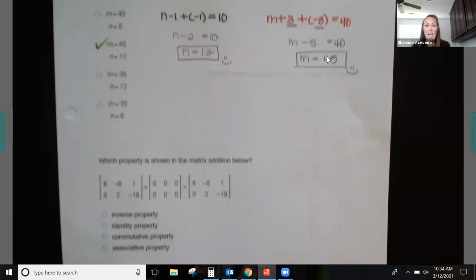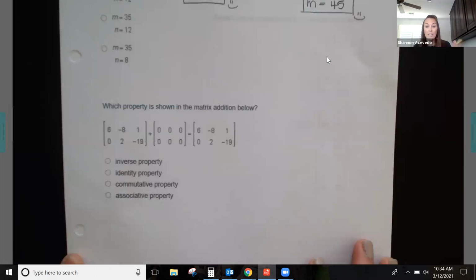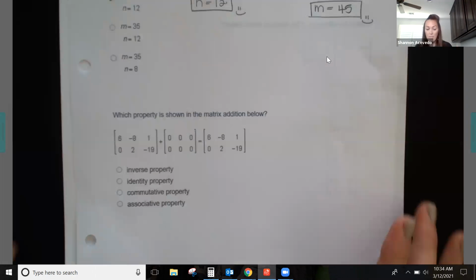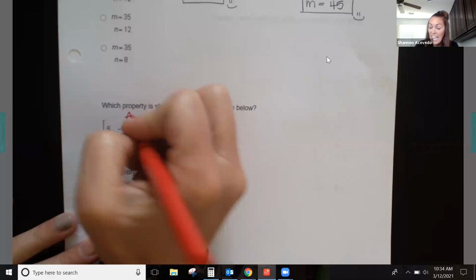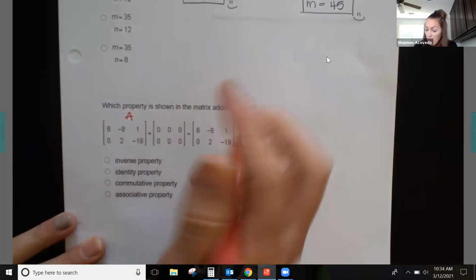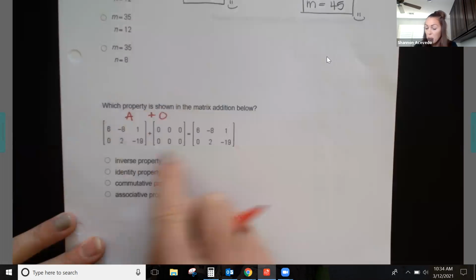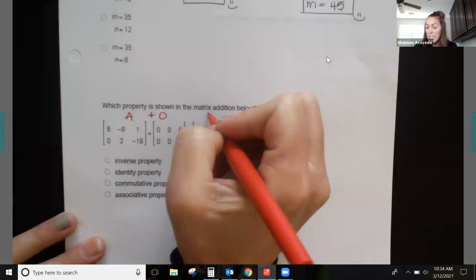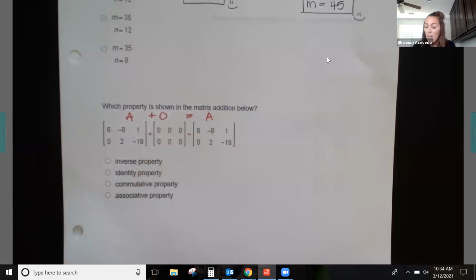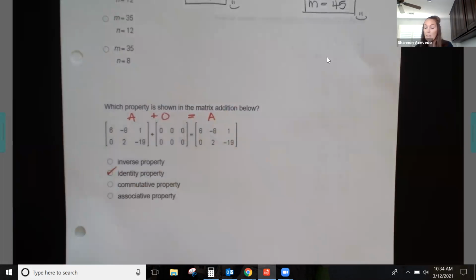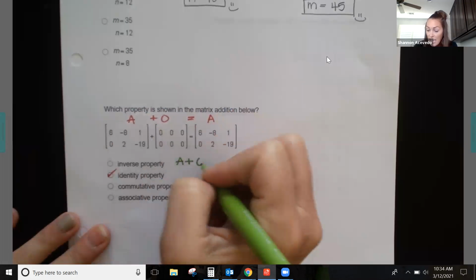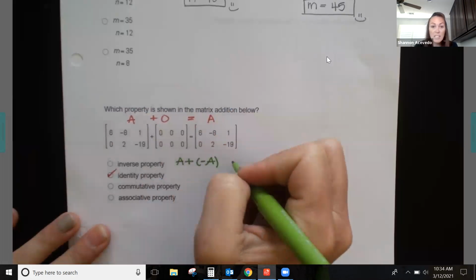All righty. My next one, these properties really throw you guys off. So I look here and I go, okay, if I have some matrix, I'll call this matrix A, and I add nothing but 0 to it, it gives me my matrix A. And so it asks, what property is that? This would be an example of the identity property. Quick review of the other properties. If I have A plus a negative A, that's going to equal 0.